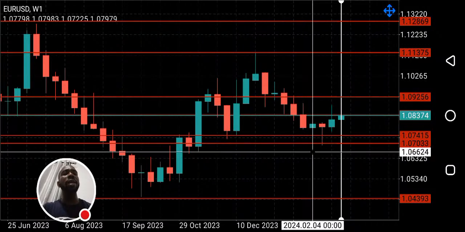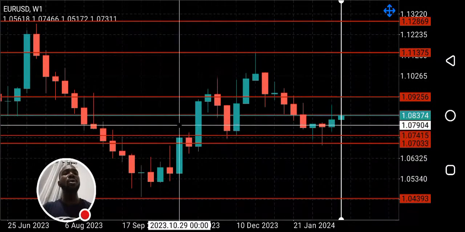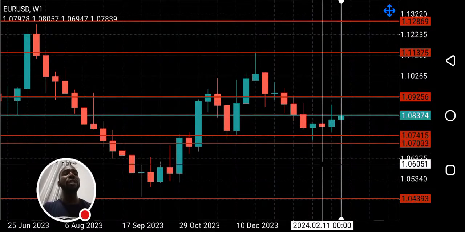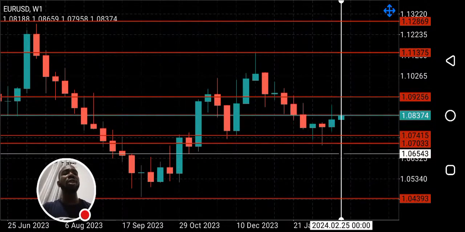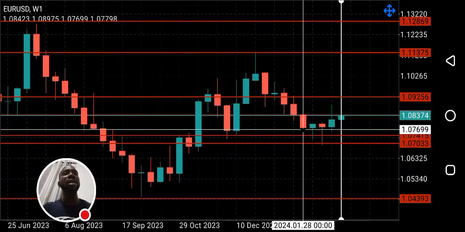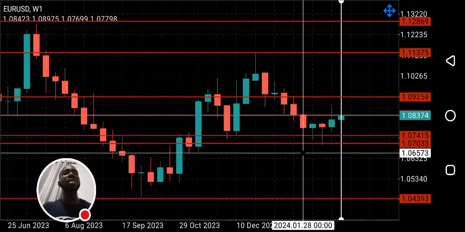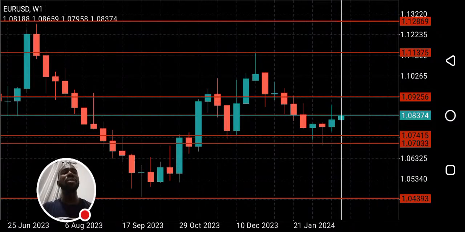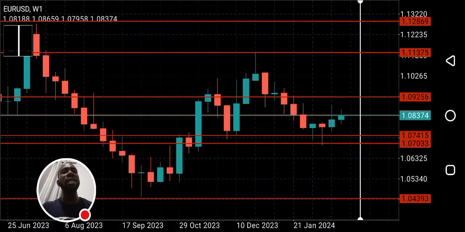Price pulled back, hit this order block or support or demand zone, and what happened? There was a strong rejection from that level, and the candlestick pattern that formed here is a bullish reversal pattern. This tells me that Euro USD is bullish. This tells me that there is more demand than supply, that we have more buyers than sellers. So I will be looking for buy opportunities on Euro USD.